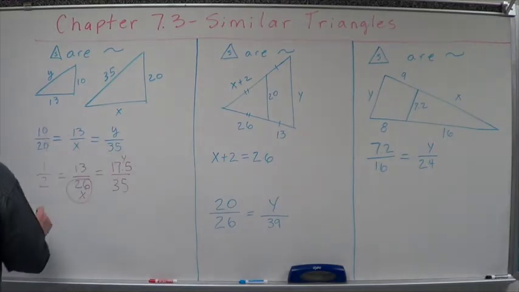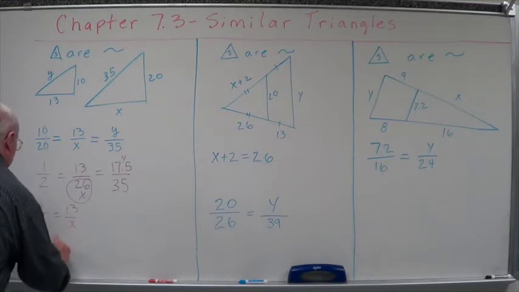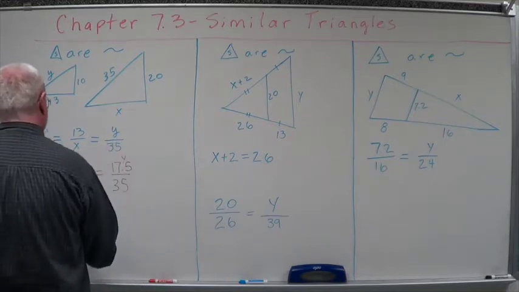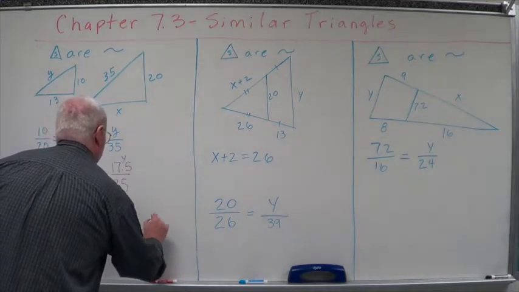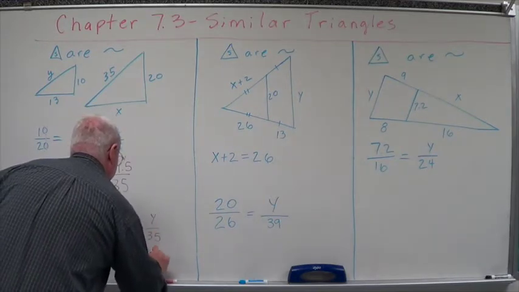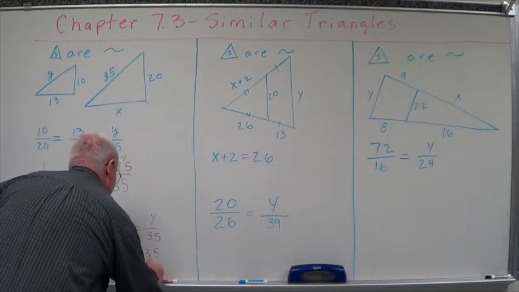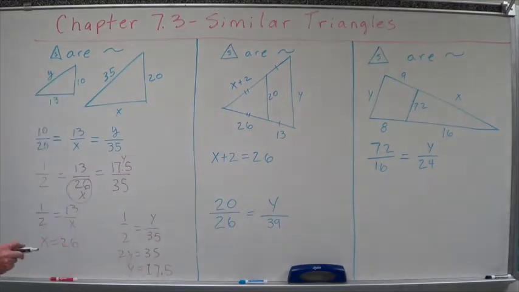Let's do it another way. Let's cross multiply. x equals 26. Then let's come over here and do this one. 1 is to 2 equals y is to 35. So 2y equals 35. y equals 17.5. Okay? So we found those there, and they maintain the 1 to 2 relationship. Now let's look at this next one. It's a little more challenging.